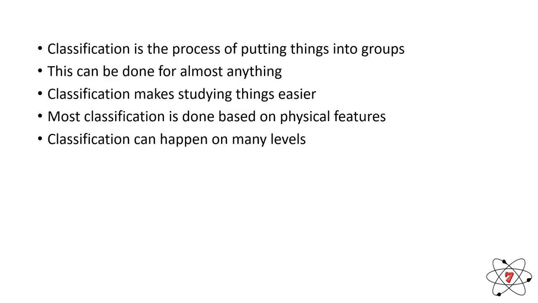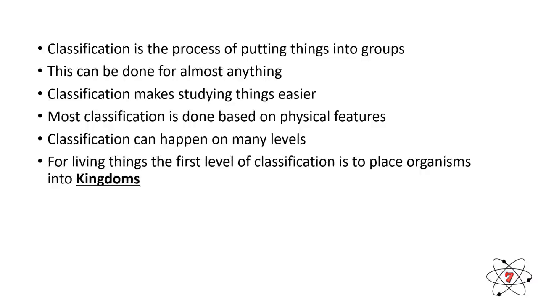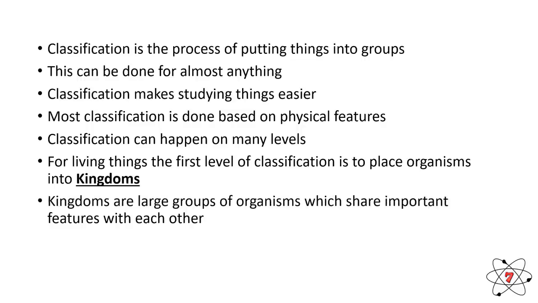Classification also happens on many levels, so you might not choose one feature to classify things with, but you might start off with one and then add more features in as we go. For living things, the first level of classification we have is by putting them into things that are known as kingdoms. Kingdoms are large groups of organisms, and these large groups of organisms share features with each other. And we're going to learn about these five kingdoms in a bit.